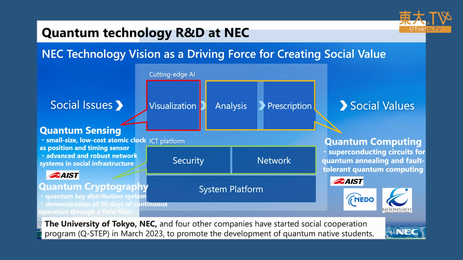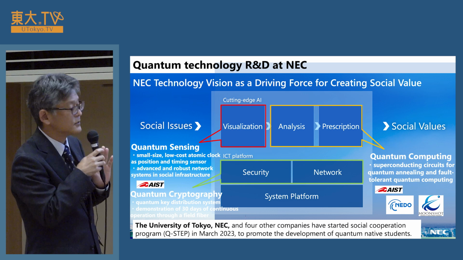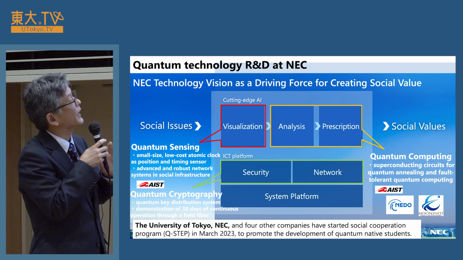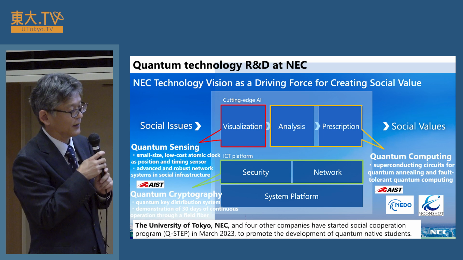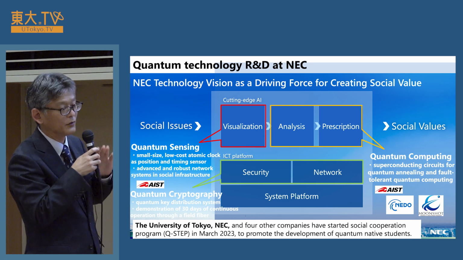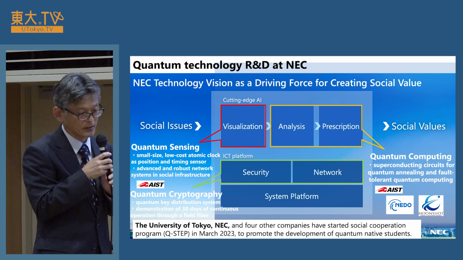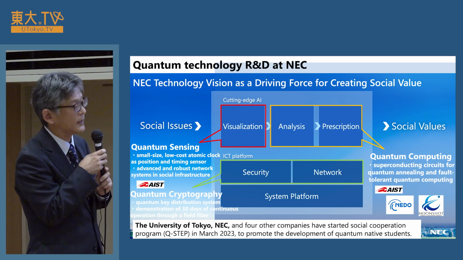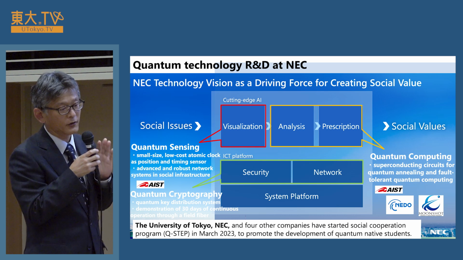And we need to update our expertise with quantum technologies and incorporate them into our vision. As for quantum sensing, we are working on a small size, low cost atomic clock. This is similar to what Tetsuomi introduced as an NTT activity. It's not as accurate as their clock, but it's small and low cost. So we are thinking to distribute it in society. And we expect to use this as a position and timing sensor, an accurate enough clock.